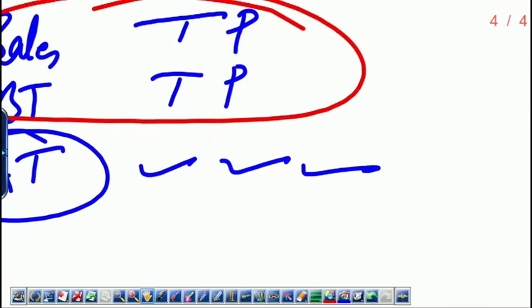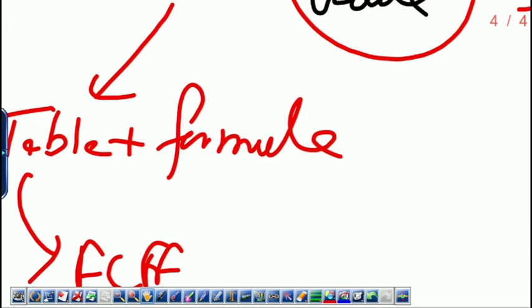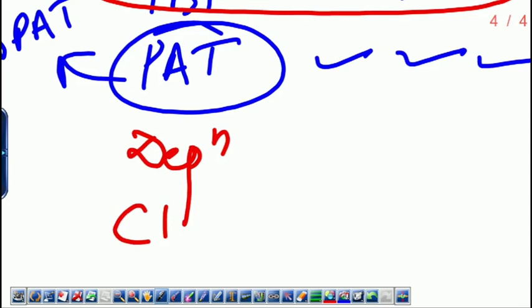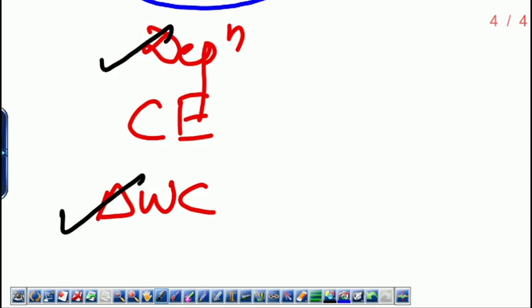The 4th year is just being shown as an extra so that we can use it in the table plus formula, the formula portion, no PAT by KC. Now, where does the problem arise? Now you have to find out the depreciation, the capital expenditure, the change in working capital. There is no issue with the first two.